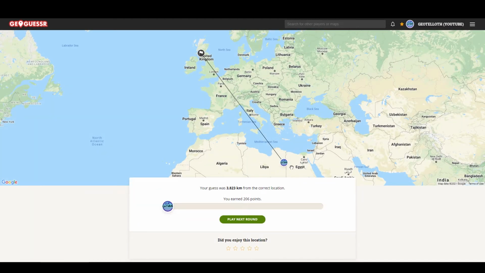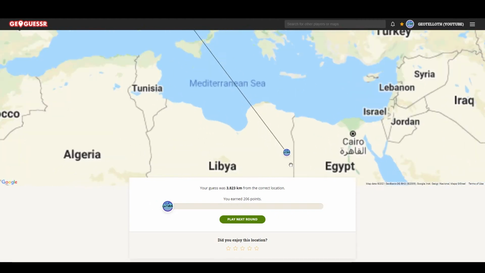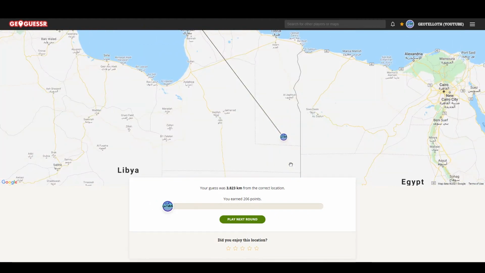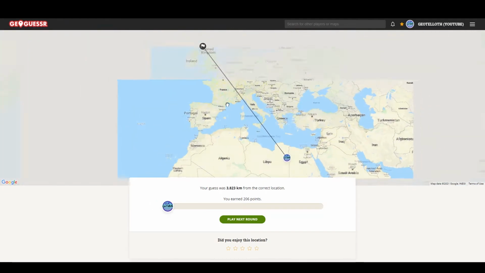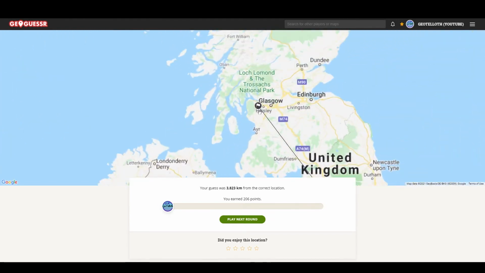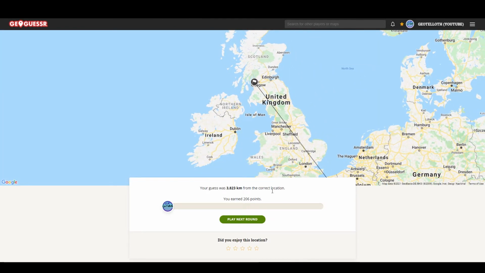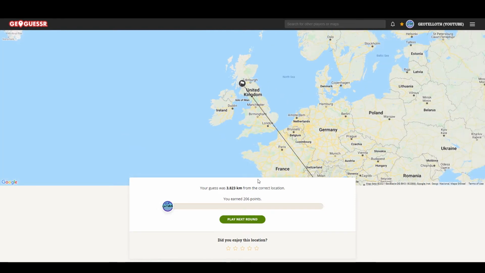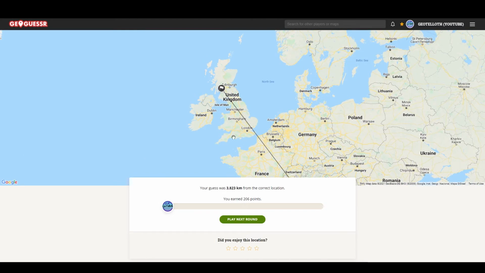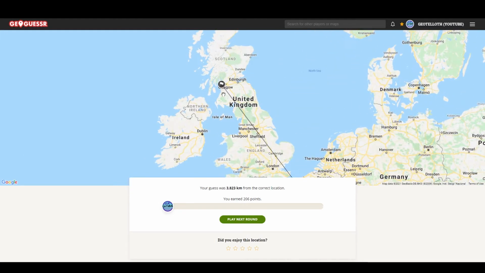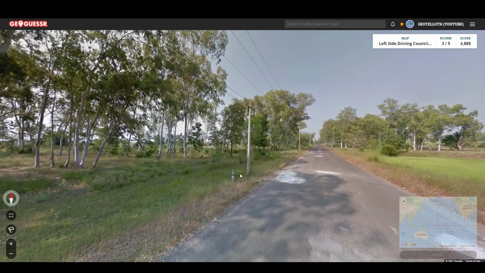Well, that was clearly Libya. I thought that was definitely Libya, not Glasgow. No, it was Libya. What are you talking about? Yeah, I clicked on the map wrong right before I clicked the next. So we've scored a measly 206 points for our Libya guess there, but I can assure you I did think that was the UK. Next round.